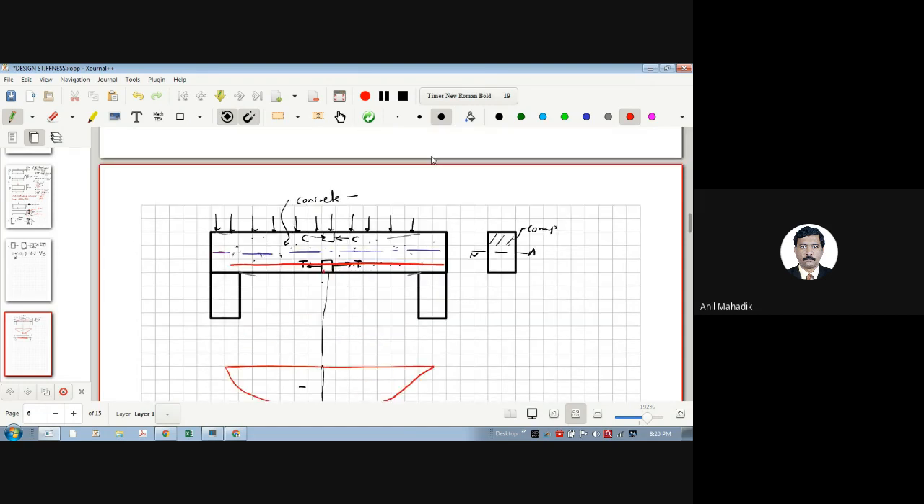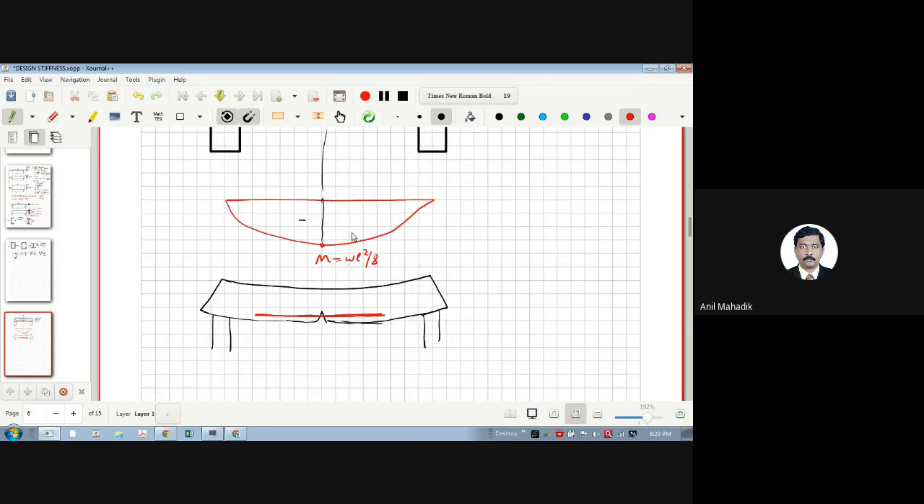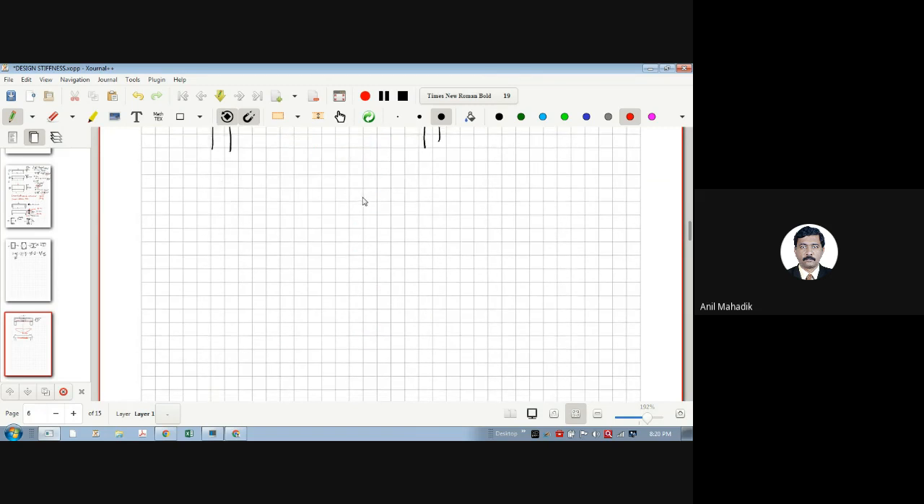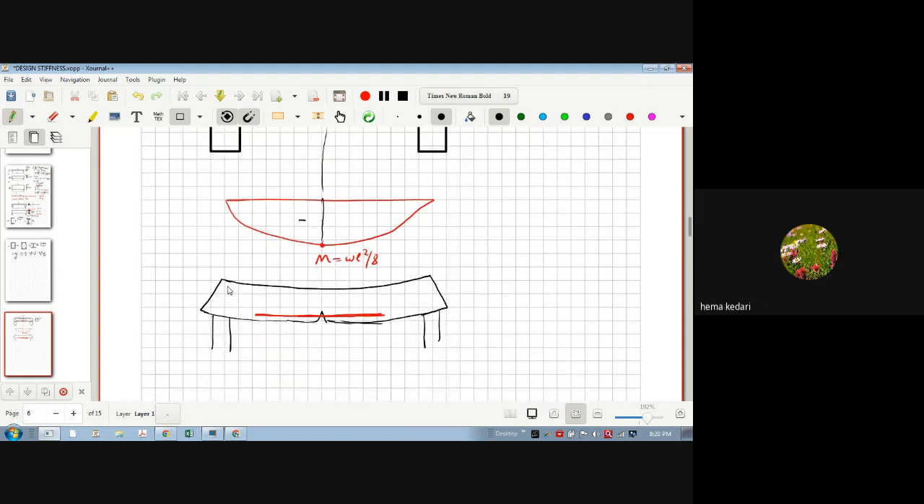Now this is one point. So this is a tension. We are putting reinforcement for taking the tension due to bending moment. Now what other forces come in the beam apart from the bending moment? What else happens in it? What other forces come in a beam? Shear force. Shear. There will be shear.